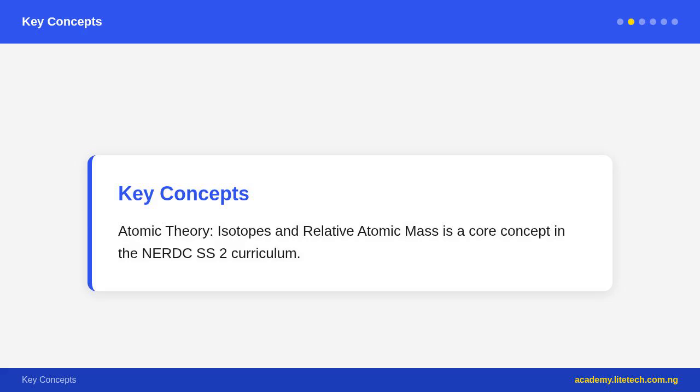Key atomic numbers and symbols for WAEC: H, 1; He, 2; Li, 3; Be, 4; B, 5; C, 6; N, 7; O, 8; F, 9; Ne, 10; Na, 11; Mg, 12; Al, 13; Si, 14; P, 15; S, 16; Cl, 17; Ar, 18; K, 19; Ca, 20.